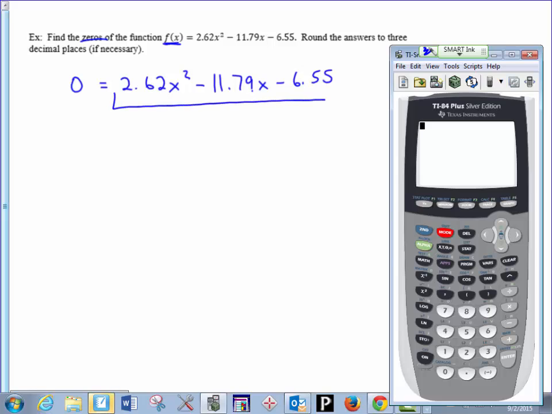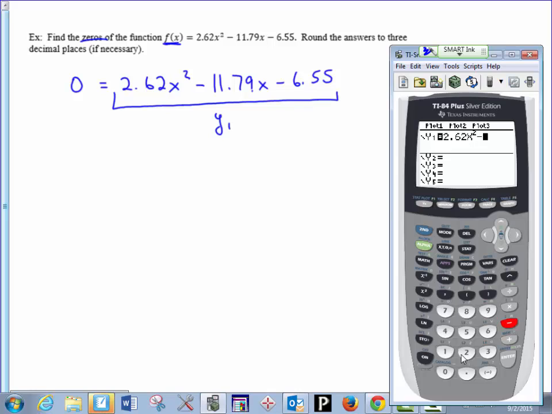On the calculator, we would want to enter the non-zero side into y1. Let's go ahead and do that. If you have a function in there, clear it out. So 2.62 x raised to the second, arrow right to get out of the exponent, minus 11.79 x, and then minus 6.55.